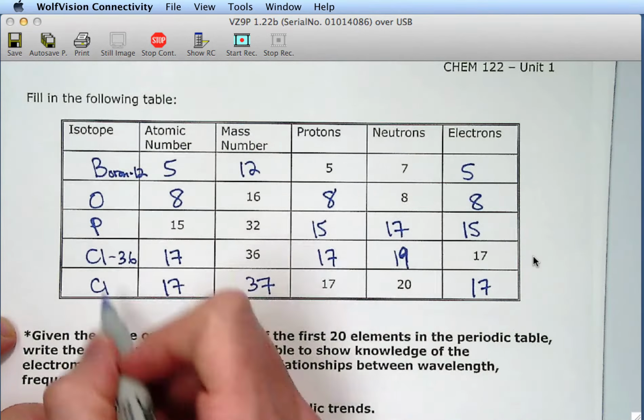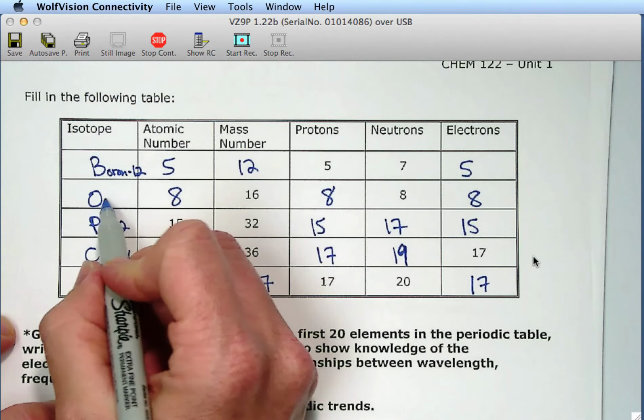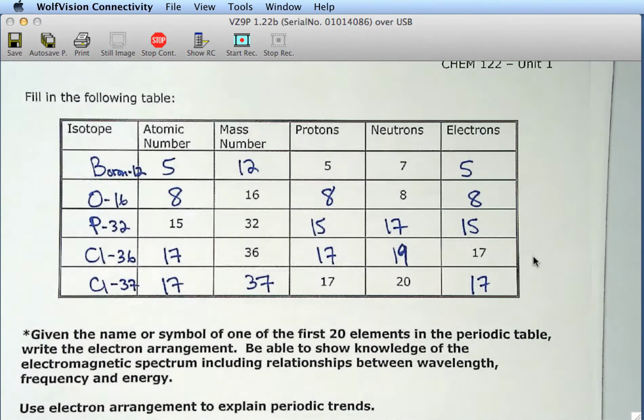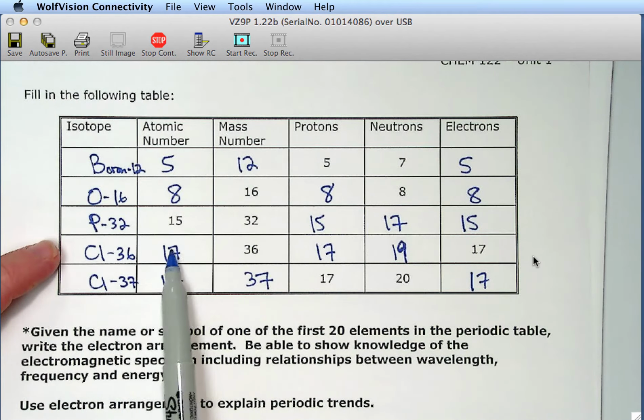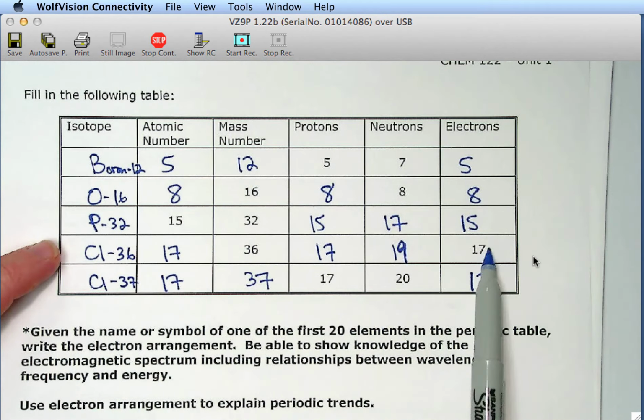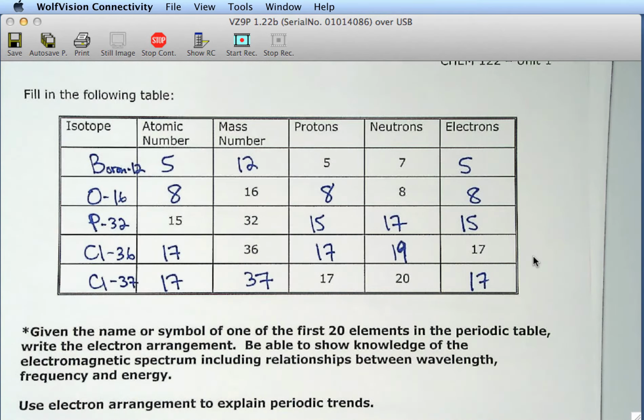Cl-36, Cl-37, P-32, O-16. A lot of times if you work with these isotopes over and over again, you start saying P-32, C-14, C-13, that type of thing. But I wanted to point out these examples. Chlorine, you know, they have the same atomic number, same number of protons, same number of electrons, but they have a different number of neutrons, and that makes them isotopes of one another. They have different mass numbers too.